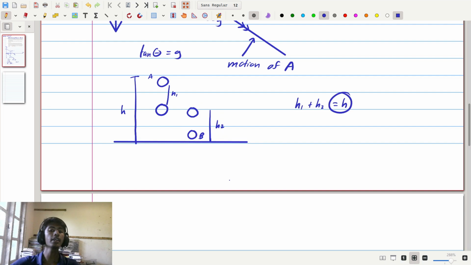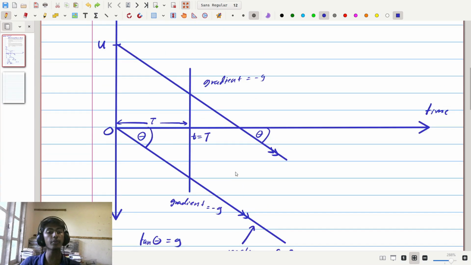And we can agree that this condition must be true. Now considering the velocity time graph that we have here, we know that the area under the velocity time graph, or the area between the graph and the x-axis, which is the time axis, is going to be equal to the displacement from the starting point of each of the particles.